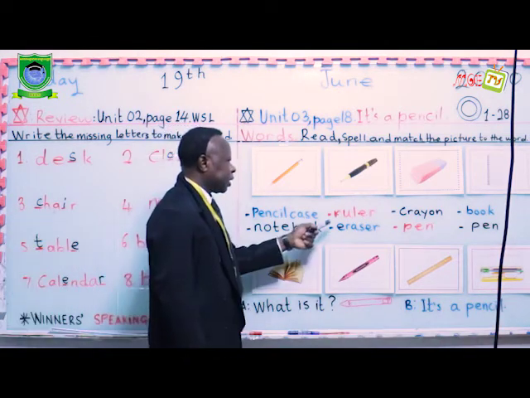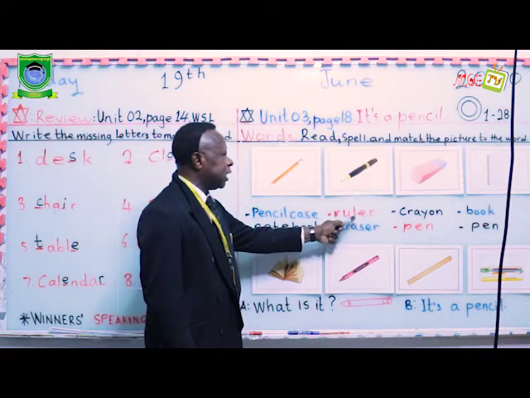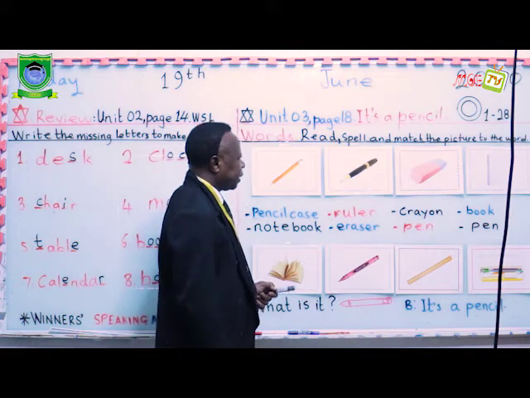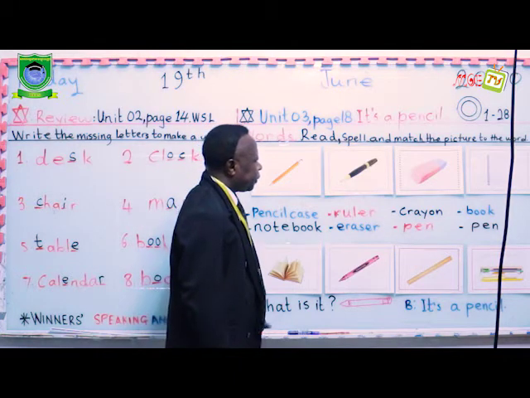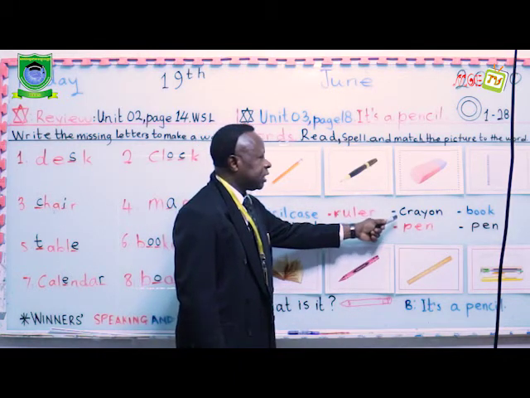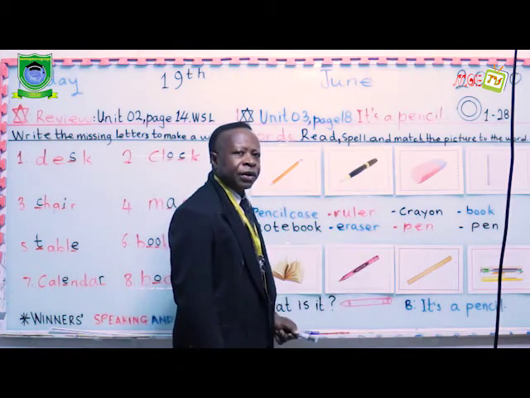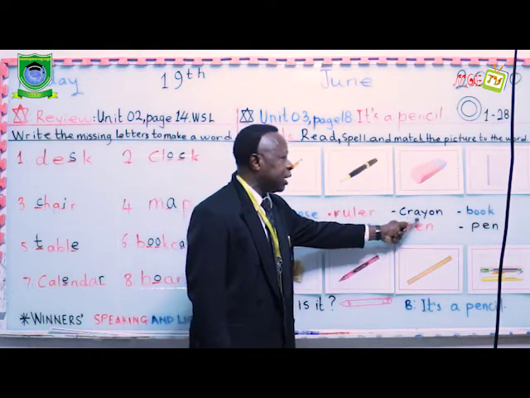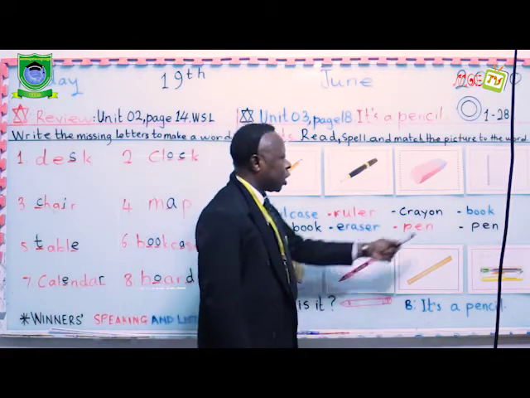Next one. Ruler. Ruler, I spell R-U-L-E-R. Ruler. So next one. Crayon. Crayon, I spell C-R-A-Y-O-N. Crayon, I spell C-R-A-Y-O-N. Crayon. Well done. Book.